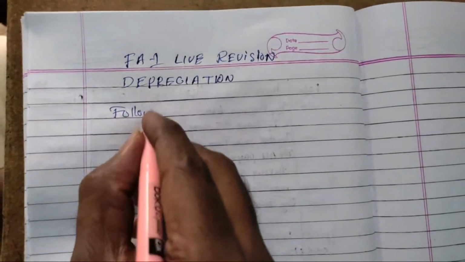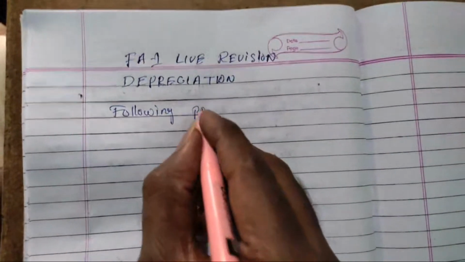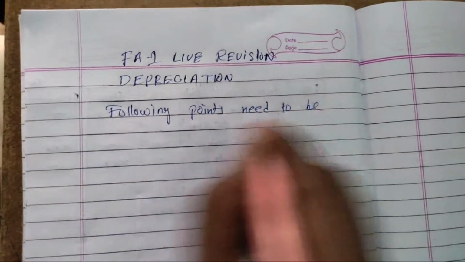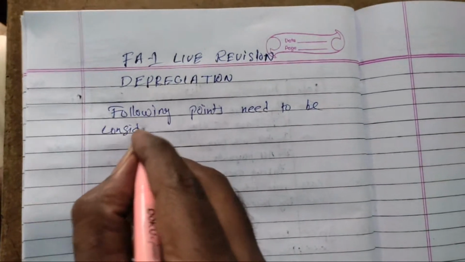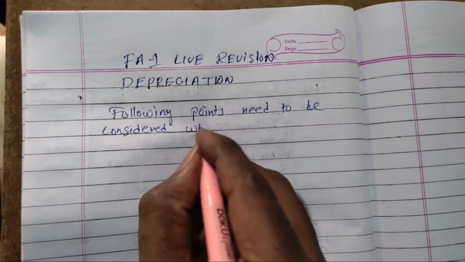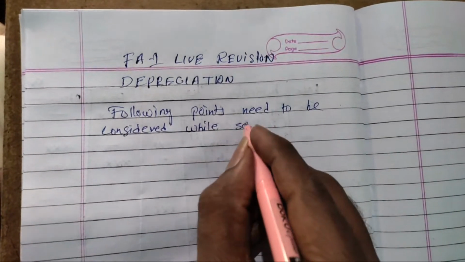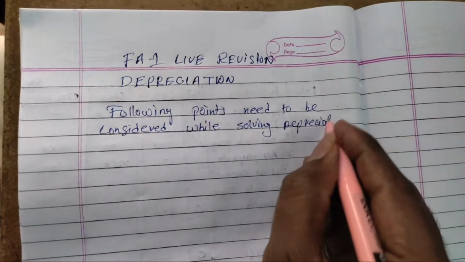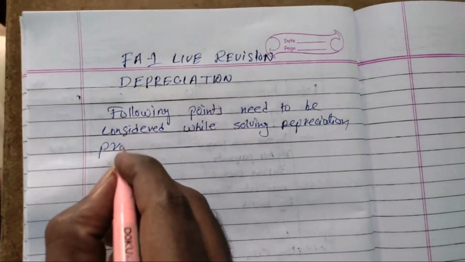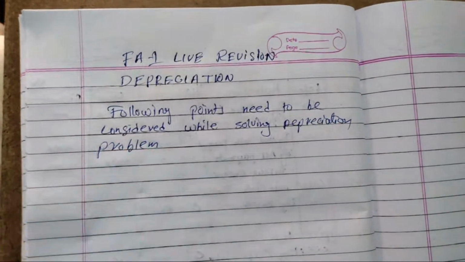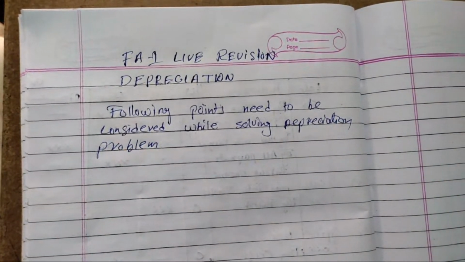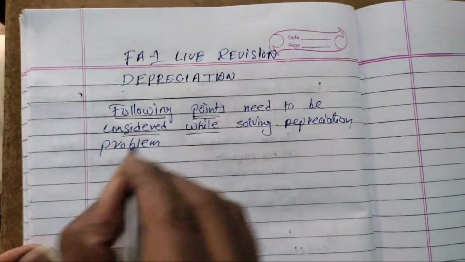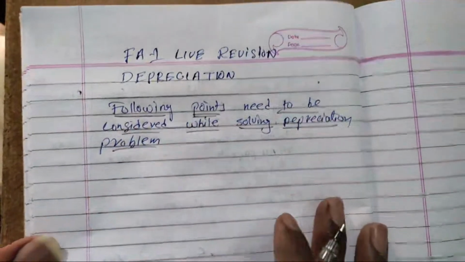Following points need to be considered while solving a depreciation problem. Okay, following points need to be identified. Okay, what are those points? What are those points you need to identify?